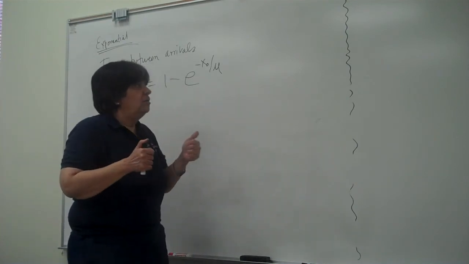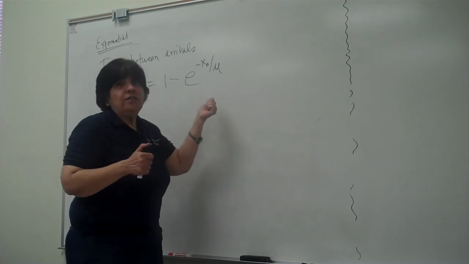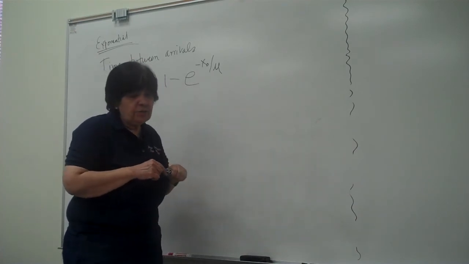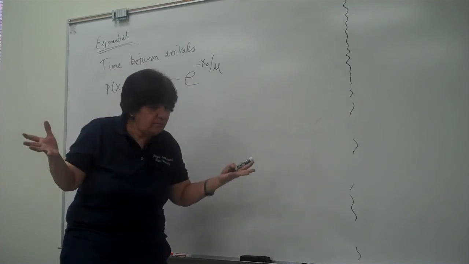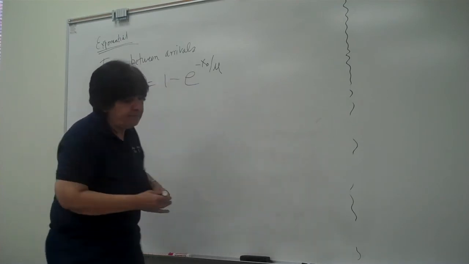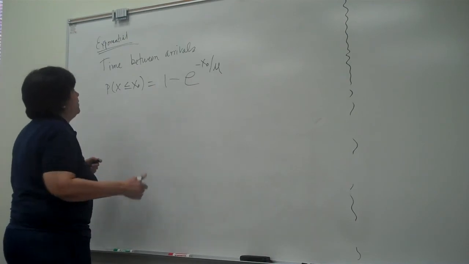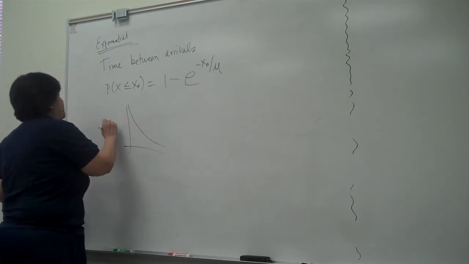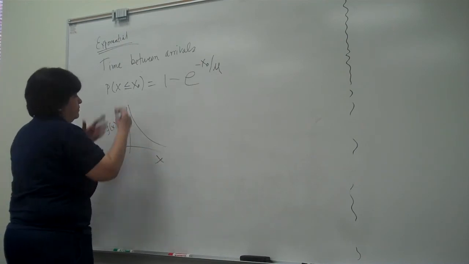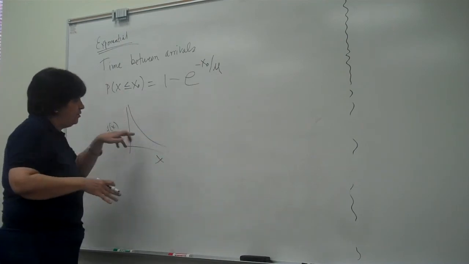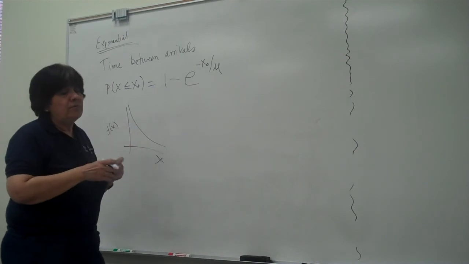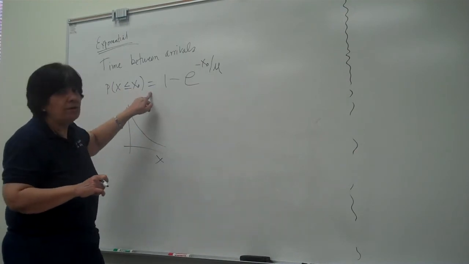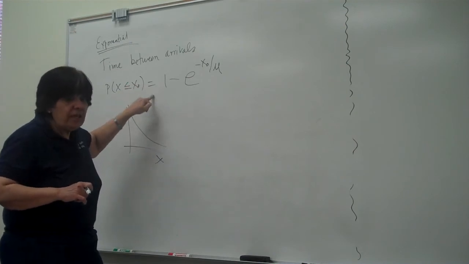Now, unfortunately, we do not have tables for the exponential distribution, so we have to do what we have to do. This is the function, this is f of x, and this is x. More or less, the shape of the distribution is like this. But we are not really interested in f of x. We are interested in this particular function that gives us the probabilities.